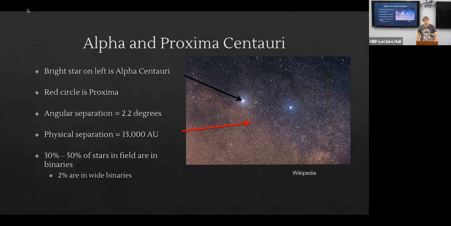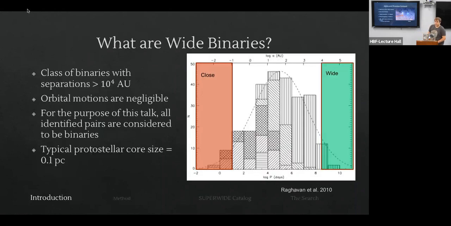And so if we just look at the general multiplicity fraction of stars in the field, it's about 30 to 50%, depending on whether you're looking at massive stars or low mass M stars. But across all of that, it seems that roughly 2% of all the binaries are in these wide systems with separations on the order of tens of thousands of AU. And so what do I mean by wide? I'm talking about a class of binaries with separations of 10 to the 4 AU and greater.